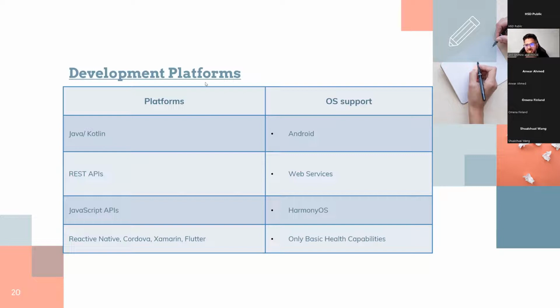And about the platforms, for Android you can use Java and Kotlin for all the basic and extended health capabilities, and you can use REST APIs for developing web services and some JavaScript APIs for HarmonyOS apps. And when we are developing an app using React Native, Cordova, Xamarin, and Flutter, then only basic health capabilities are available at the moment.